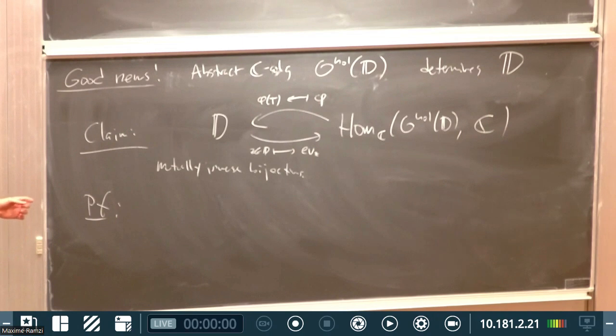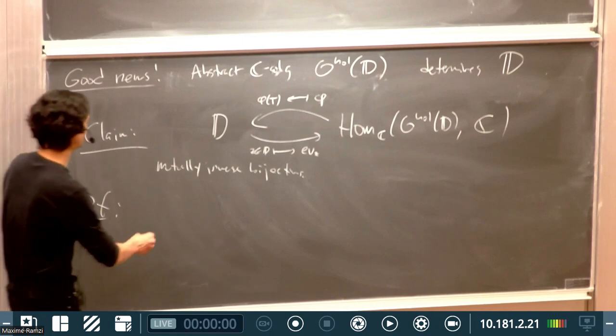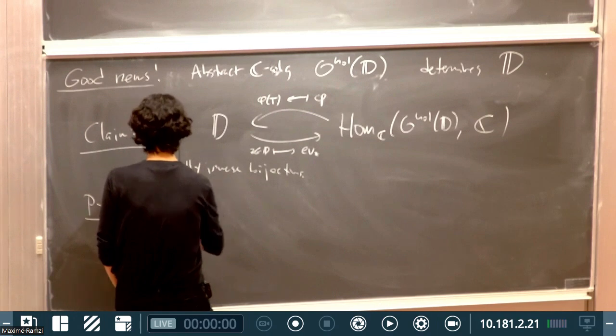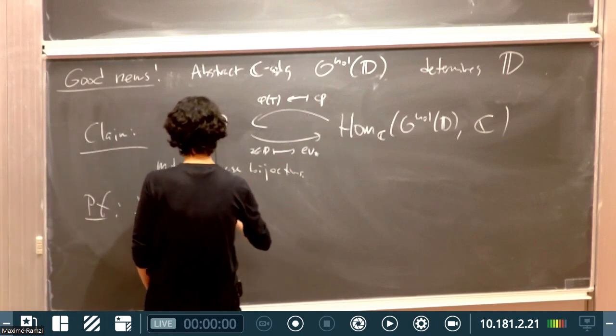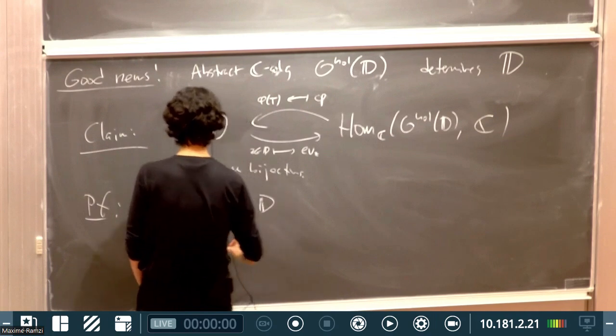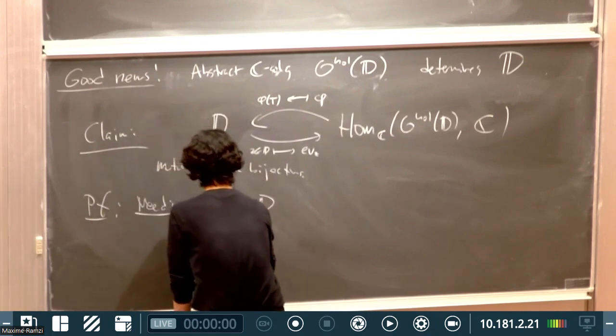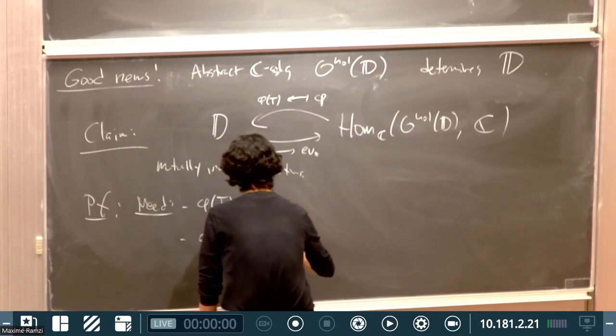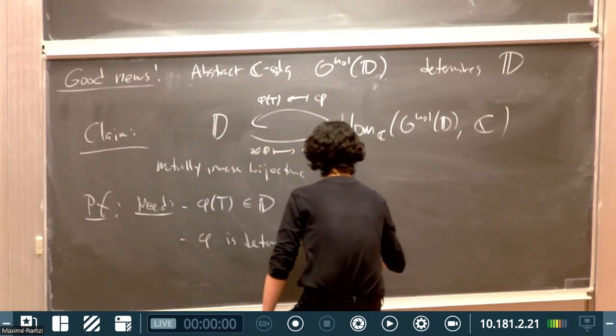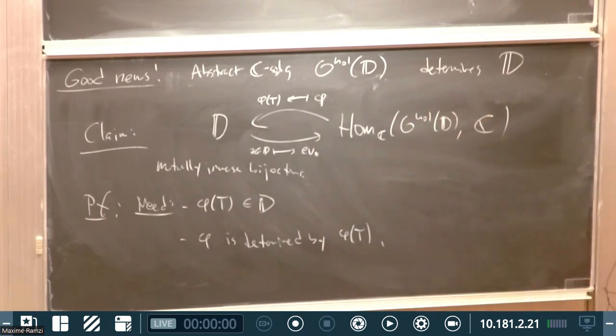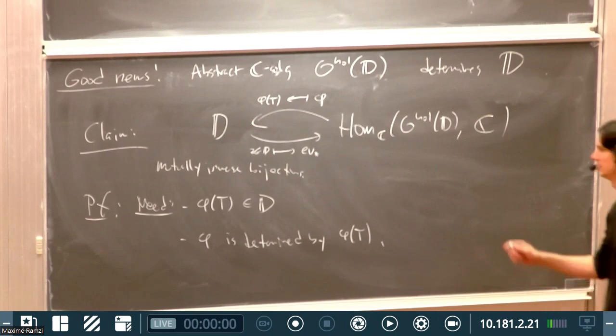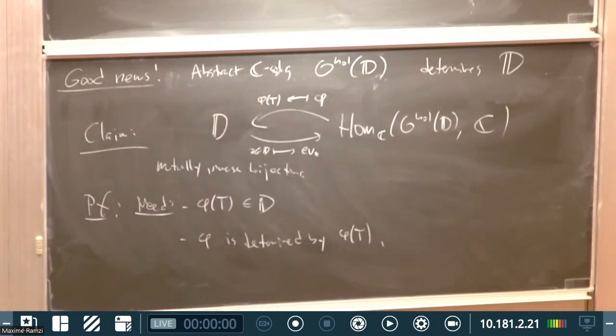What are the basic things you need to understand? You basically need to know that phi of t is always going to land inside D. And the second thing you need to know is that any phi is determined by this value phi of t. So this ring is the ring of all power series like this. In particular, you have the one where C0 equals 0, C1 equals 1, and Ci equals 0 otherwise.